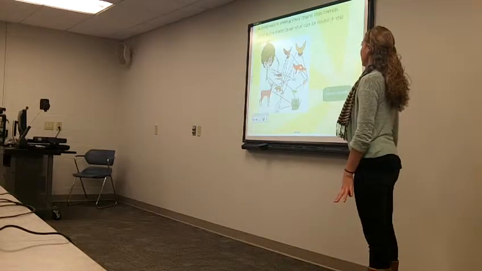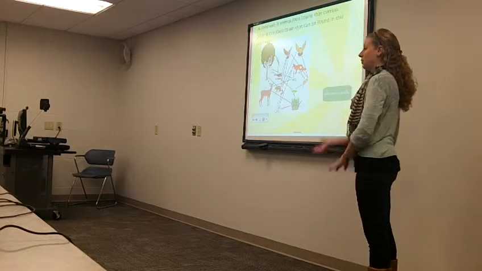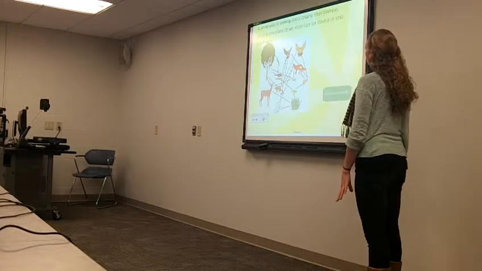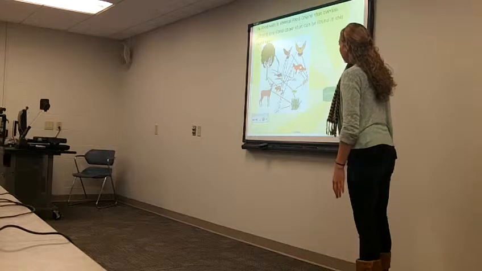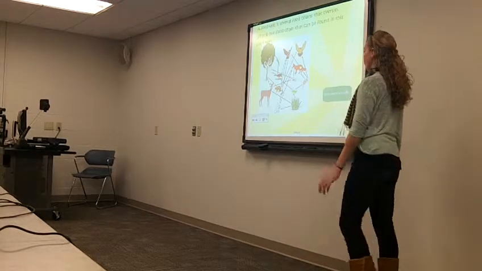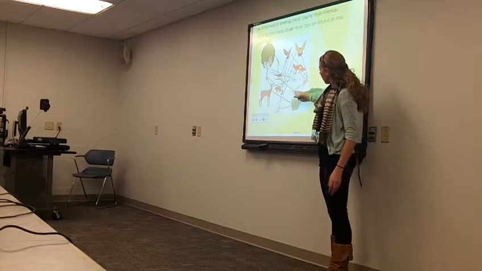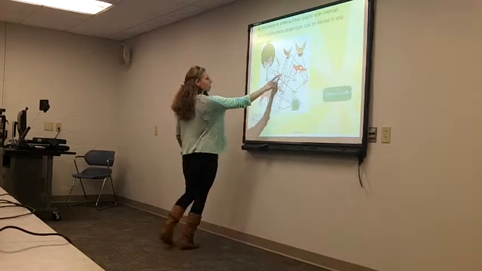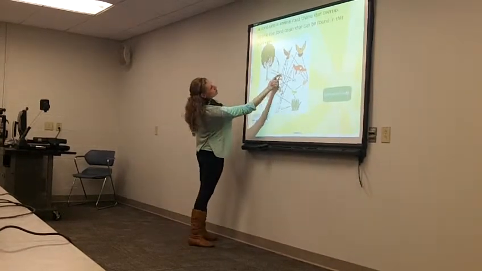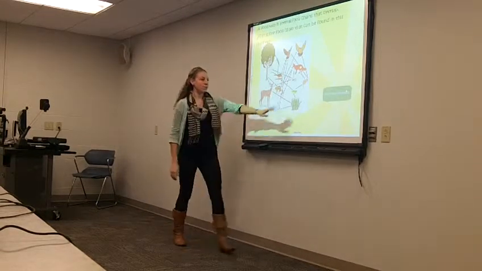A food web is a bunch of food chains put together. An example of one food chain that can be found in this food web would be the grass going to the grasshopper, to the bird, and then to the hawk. That would be one example.